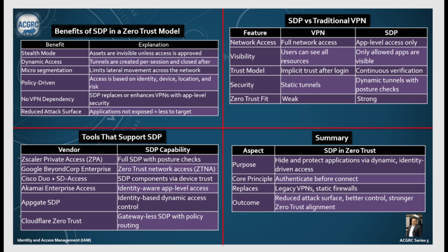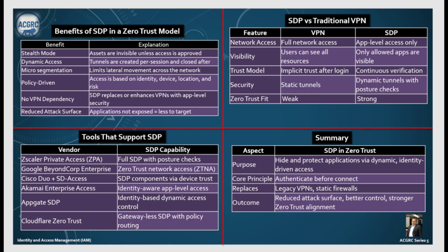Now let's look at a comparison between SDP and traditional VPN. In VPN, it has full network access. In SDP, it's app level access only. From a visibility perspective, in VPN the user can see all the resources. With SDP, only allowed apps are visible. The trust model in VPN is implicit trust after login. But in SDP, it is continuous verification.